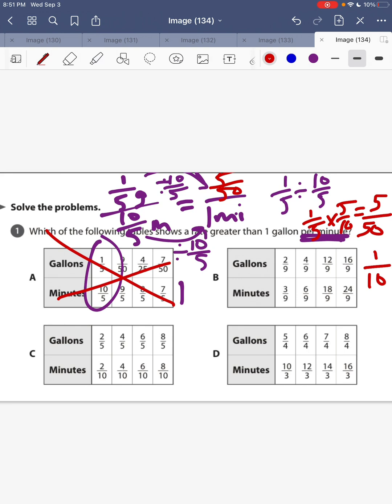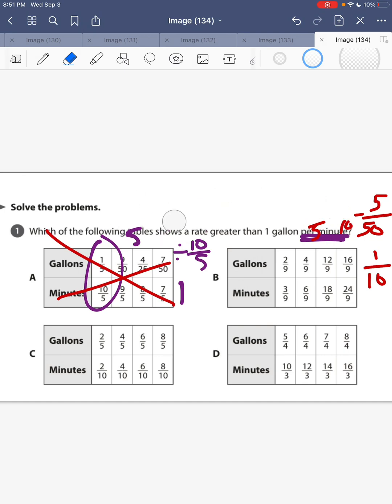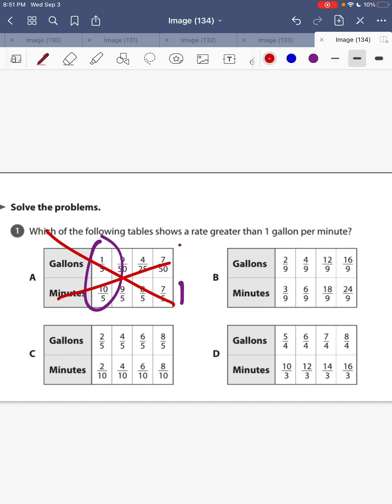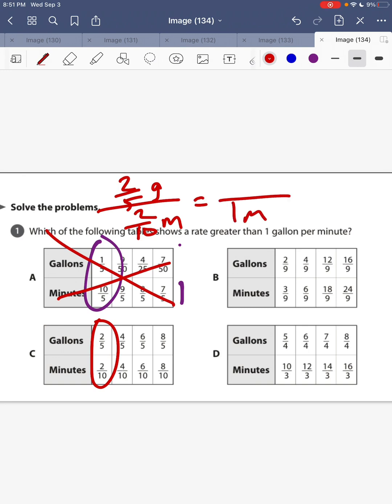So what we're going to do next is I'm actually going to try C next, and I'm going to erase all my work because I need that space. And we're going to do the same thing, okay? So, again, just pick any random one. I'm going to pick 2/5, okay? And this is gallons per 2/10 minutes, okay? And we want to see how much per 1 minute.